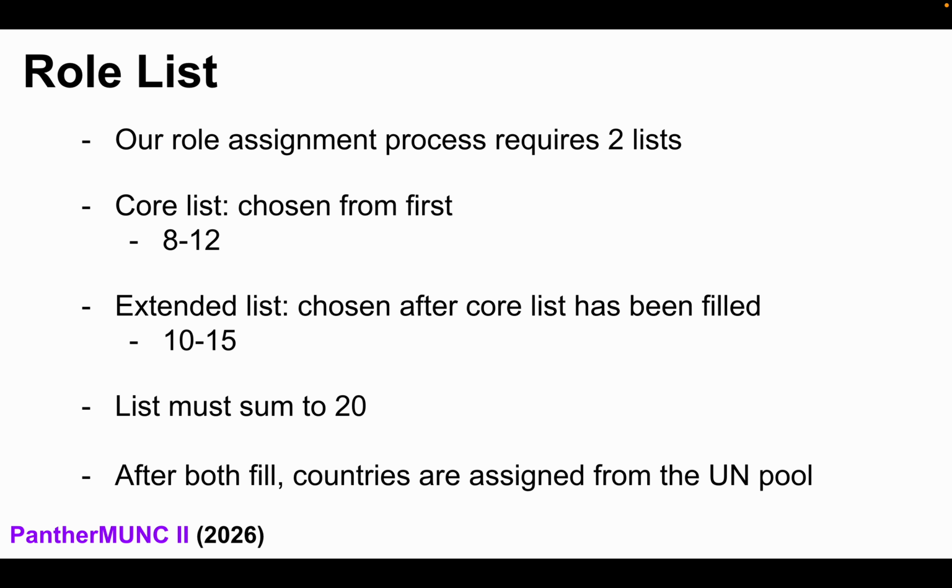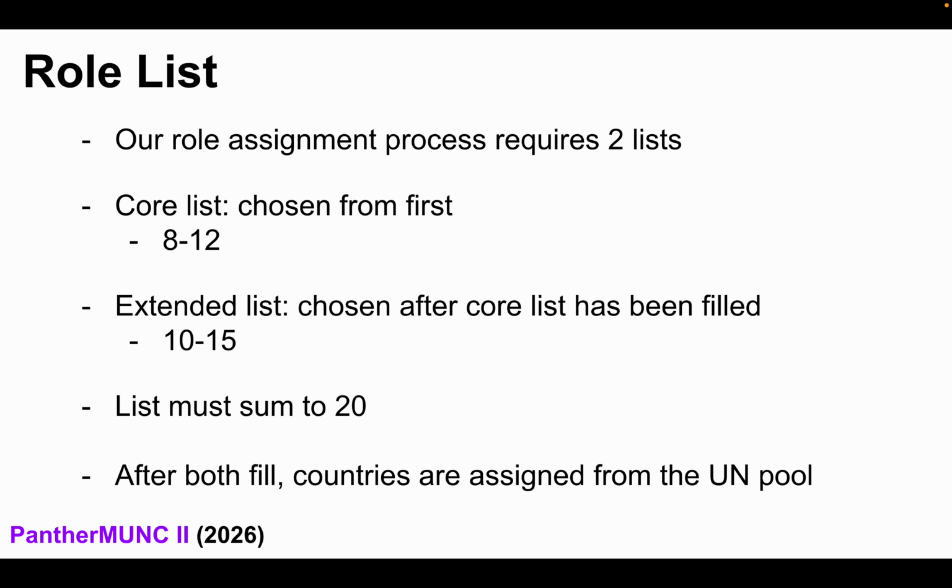We need two lists because we want to make sure that all the important countries are assigned first, and then the less important countries are assigned. This encourages early registration, which is what we want. We want to know our numbers beforehand, and make sure that the committee is going to be full of countries that are relevant to the topic.